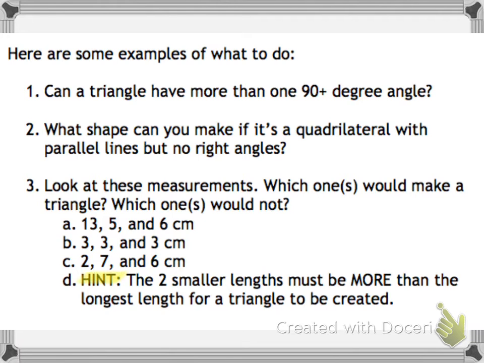Here's the hint. The two smaller lengths must add up to more than the longest length. So, the biggest here is 13, and then you've got 5 and 6. 5 and 6 means 11. That triangle won't work. 3, 3, and 3, that'll work. That's an equilateral triangle. 2, 7, and 6. Okay, my biggest one was 7, then I had 2 and 6. Well, 2 and 6 is 8, so that one also will work.